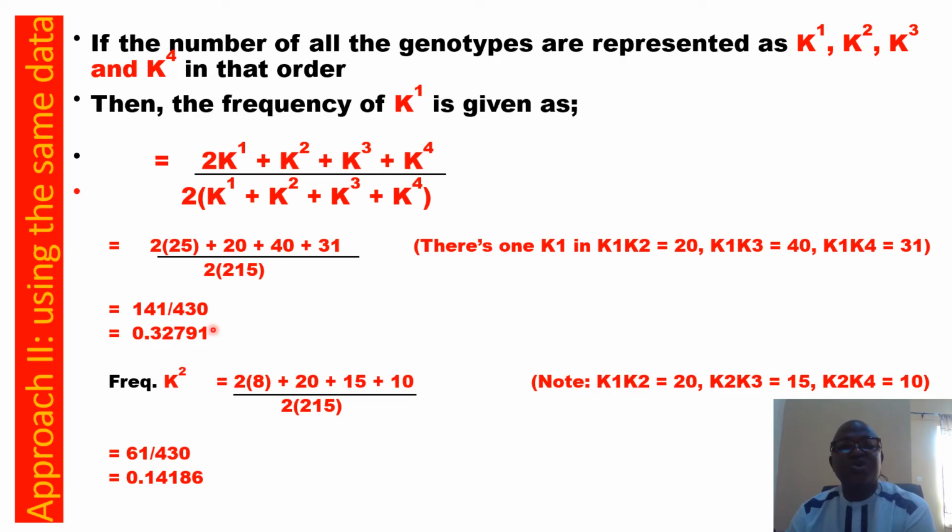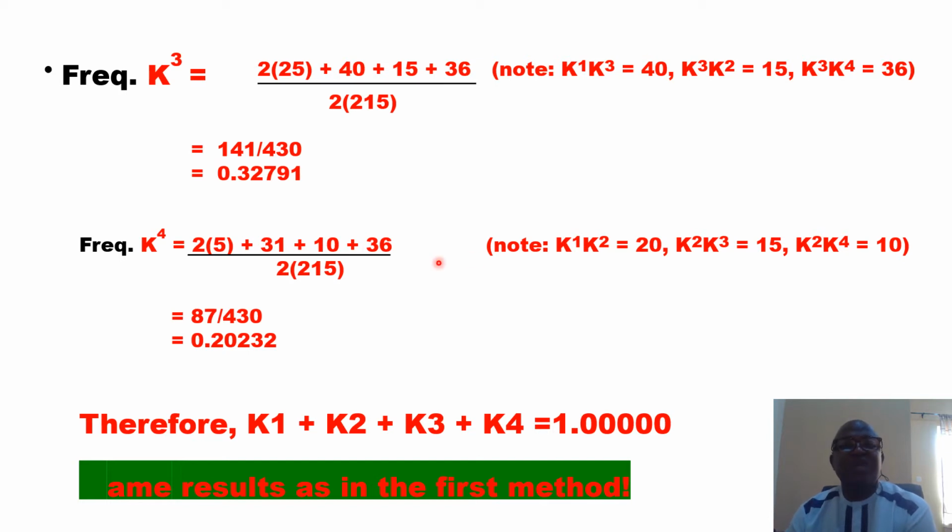So for K2, we substitute K2 into the equation. This will now be K2, and then K1 will go. So when you do the substitution and put in the values where they're supposed to be, you get 0.14186, which is the same as the first approach. For K3, 0.32791, and for K4, 0.20321. Again, when you add up, everything sums up to 1, which is the same as in the first method.